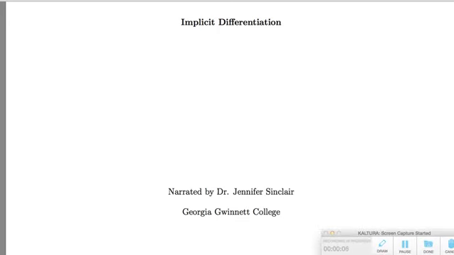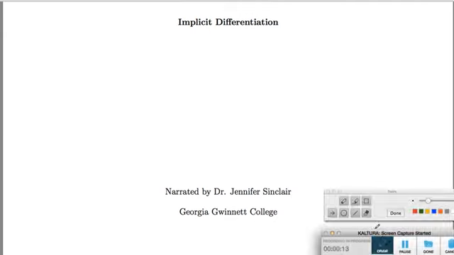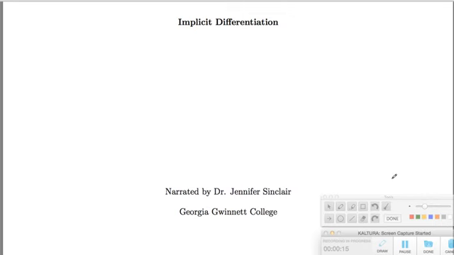Today we're going to talk about a technique called implicit differentiation. Implicit differentiation is a useful technique when, for whatever reason, your original equation cannot be solved for y.